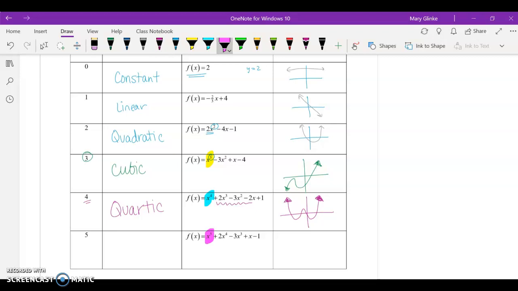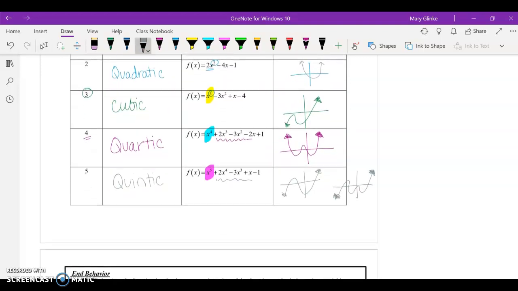The last one here is anything to the 5th degree. So looking at that one, that's going to be a quintic polynomial. Your quintic polynomials are going to look something like this, or potentially something like this. Again, it's all going to be dependent on whatever goes with the fifth degree, but your graph should look something like this, where you notice one end points down and one end points up.